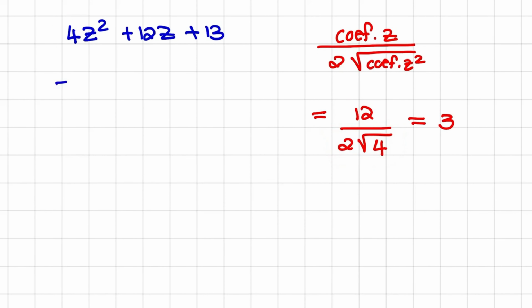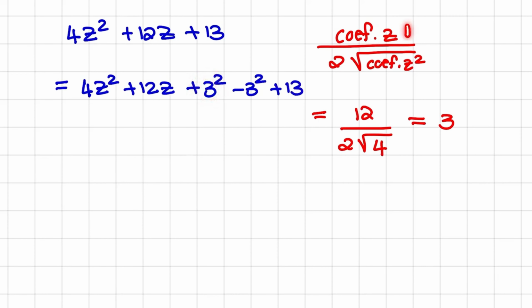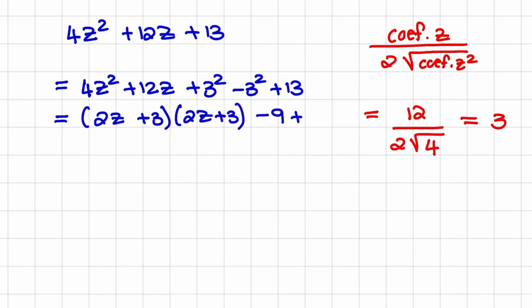So instead of taking out the greatest common factor, I'll have 4z squared plus 12z plus 3 squared minus 3 squared plus 13, where the 3 comes from taking the coefficient of z and dividing that by 2 times the square root of the coefficient of z squared. Now our first 3 terms is a perfect square, which we can easily factorize. So that will be 2z plus 3 times 2z plus 3. Then we have minus 9 plus 13.